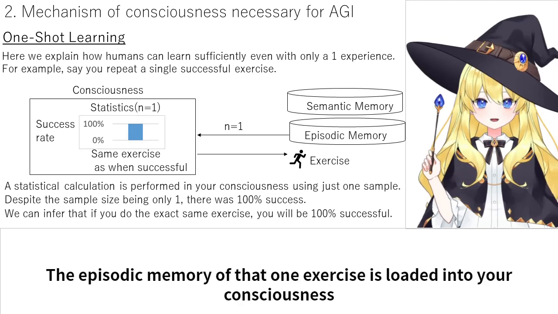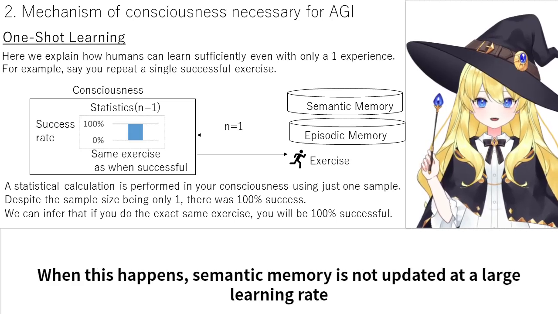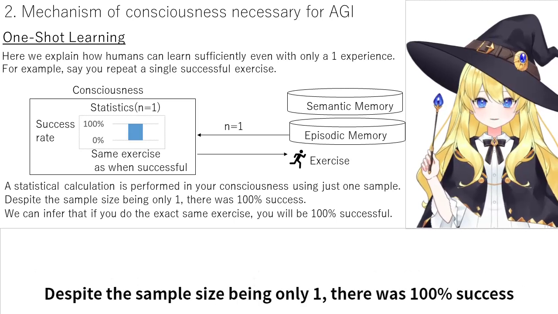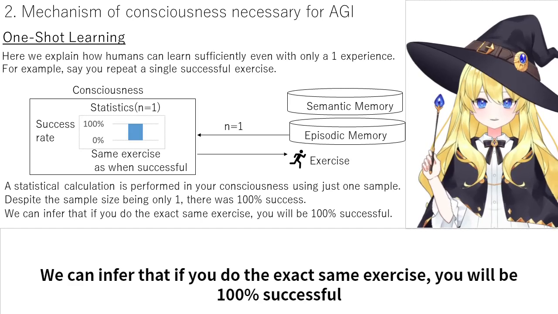The episodic memory of that one exercise is loaded into your consciousness. The output is determined from the information in your consciousness. When this happens, semantic memory is not updated at a large learning rate. A statistical calculation is performed in your consciousness using just one sample. Despite the sample size being only 1, there was 100% success. We can infer that if you do the exact same exercise, you will be 100% successful.